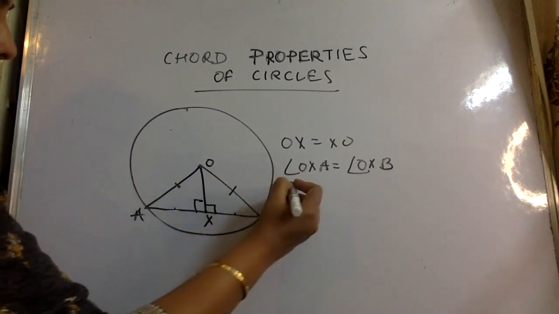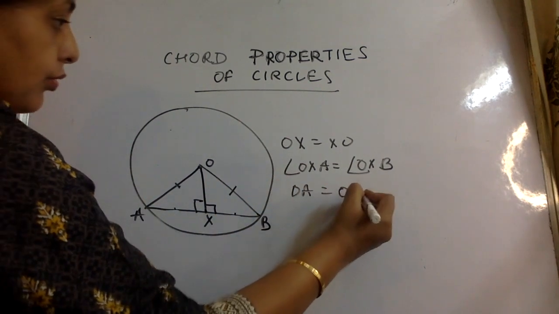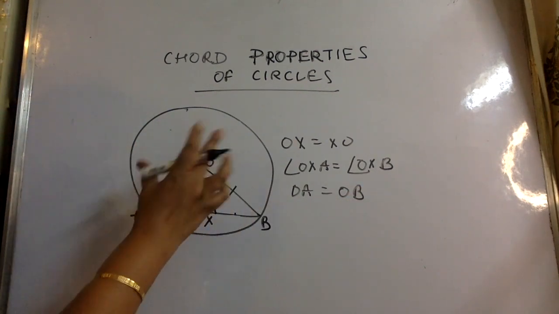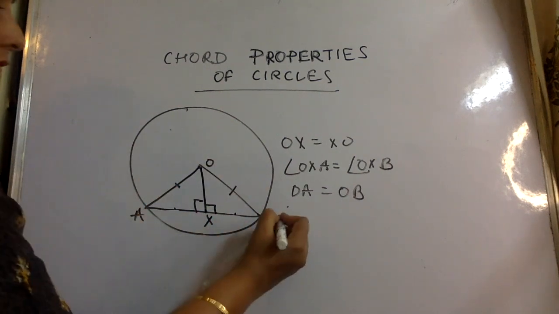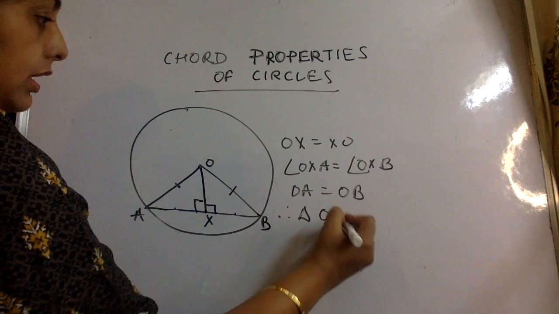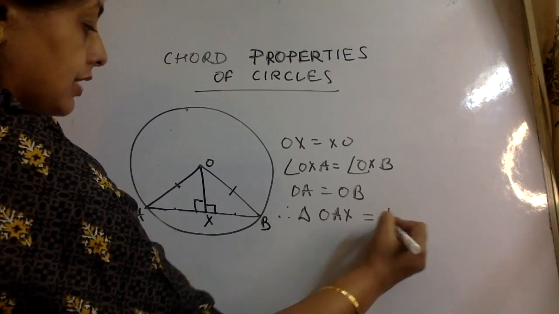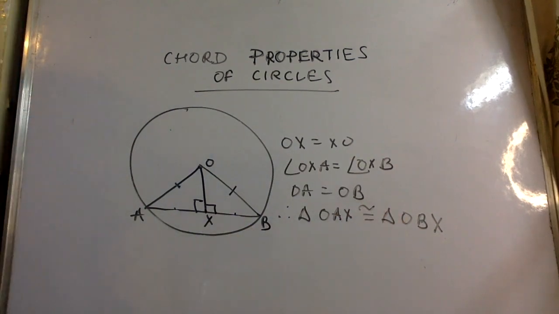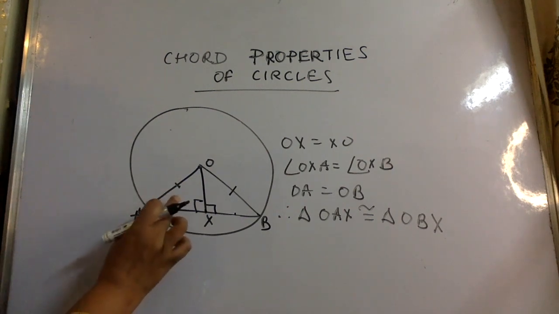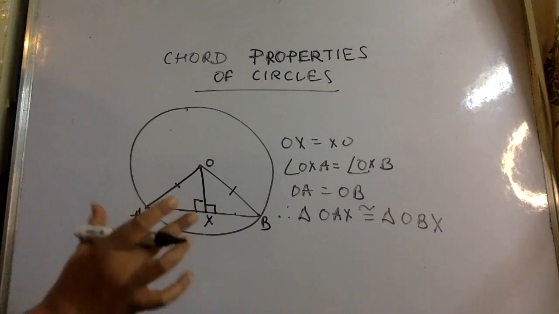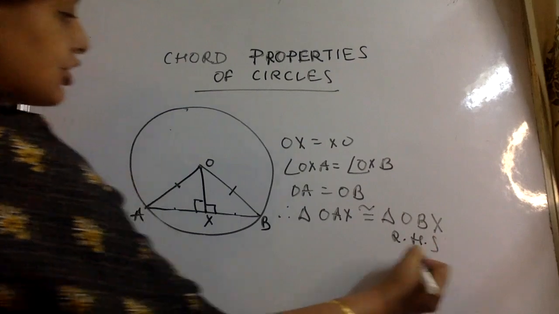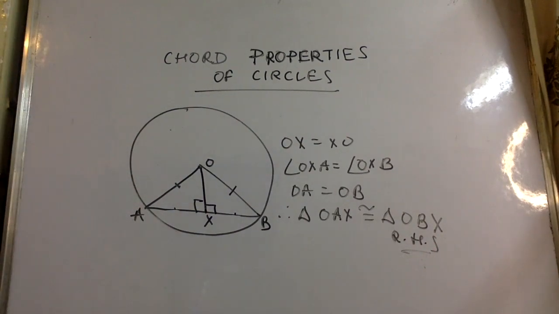This one is equal to this, that is OA is equal to OB. This comes with a very simple proof of congruence, because both are radii of the same circle, so they are equal. Therefore, triangle OAX is congruent to triangle OBX. Hence we have proved congruence between these two triangles, by right angle hypotenuse side, by R, H and S.